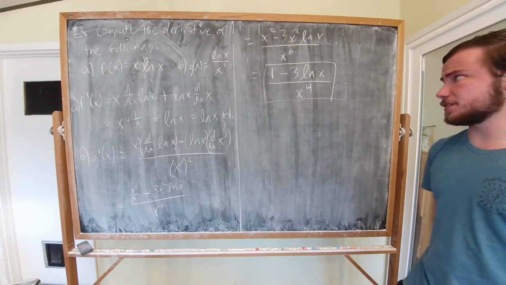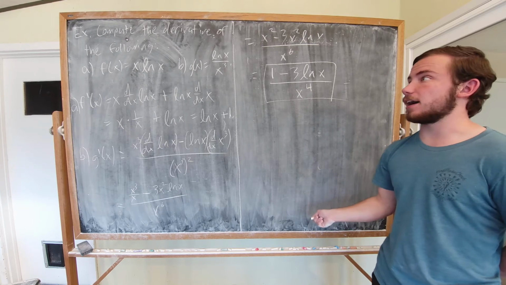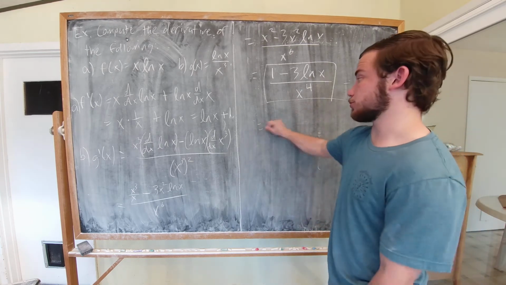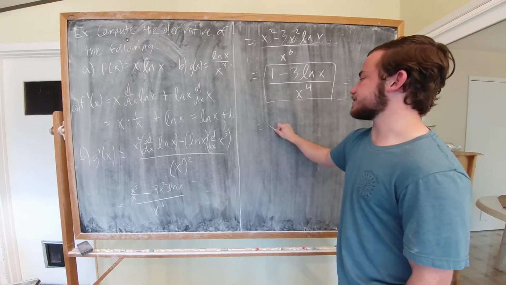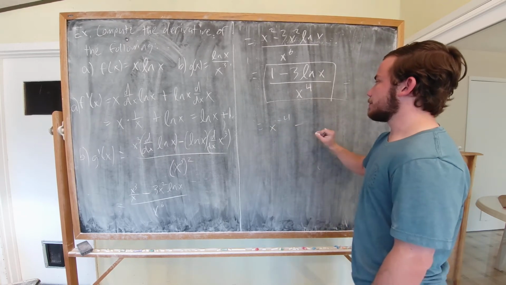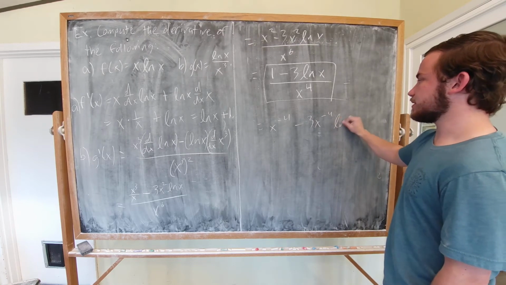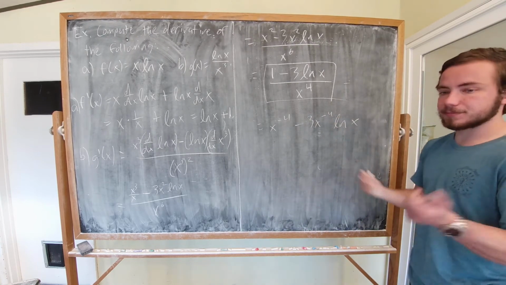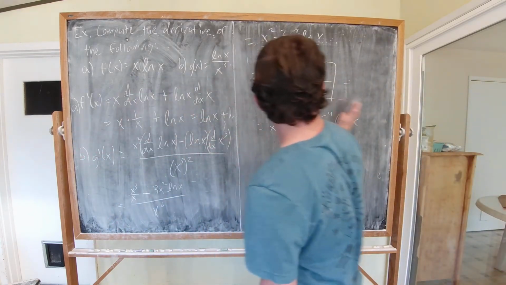You'll notice that this is probably the closest formulation to what you would get if you did it via the product rule, because you could split this up and it would be x to the negative 4th minus 3x to the negative 4th natural log of x. So, either way, it'll work out.